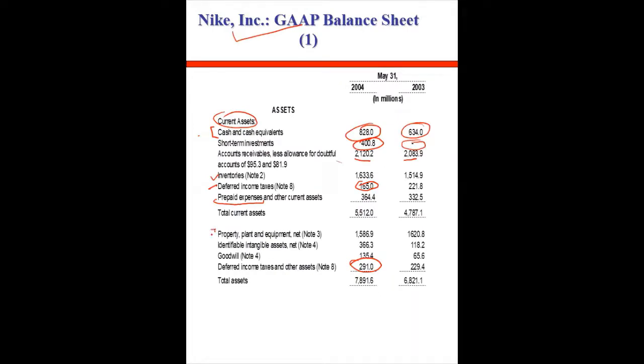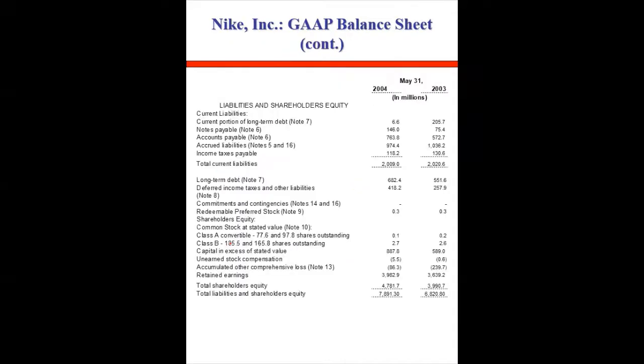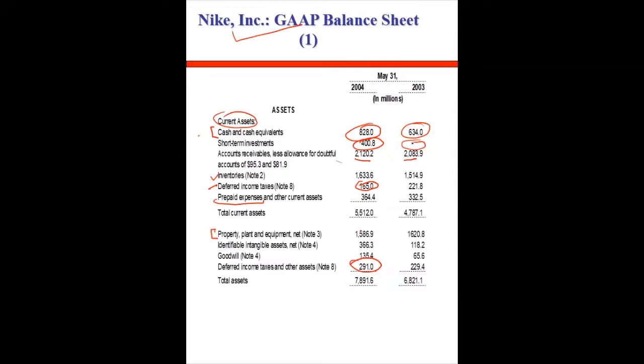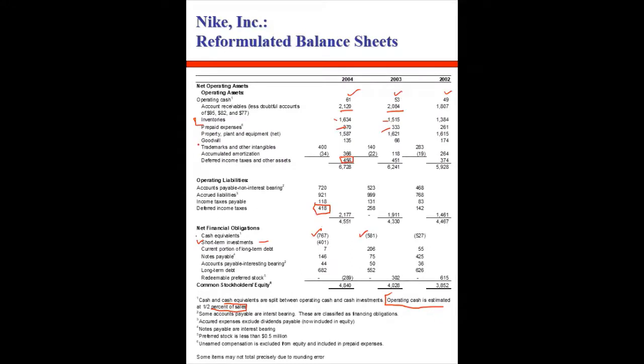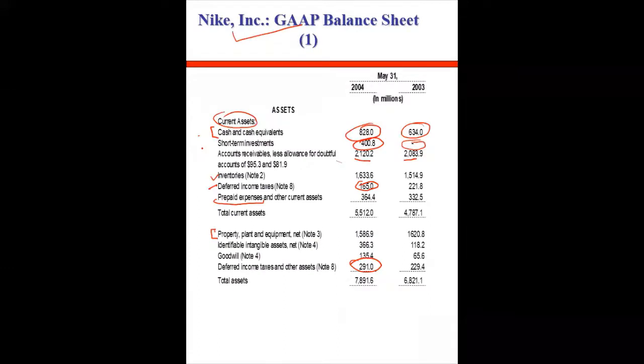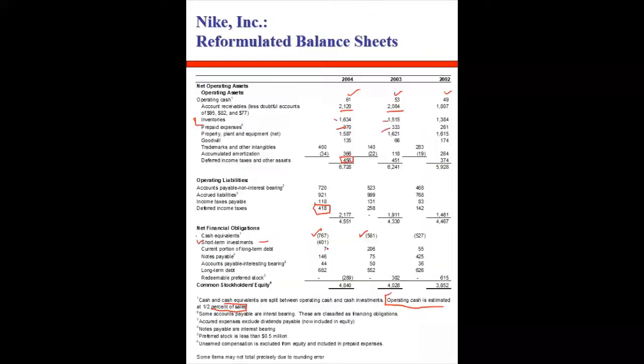Okay, property, plant and equipment. It is a part of our operating asset out of our long-term assets. Property, plant and equipment total amount 1587. Identifiable intangible assets. These are part of our operating assets. We need to check whether they have made any, okay, goodwill. Identifiable intangible assets, we need to check whether, okay, 366.3. Here it is. Okay, it has been made here, 366.